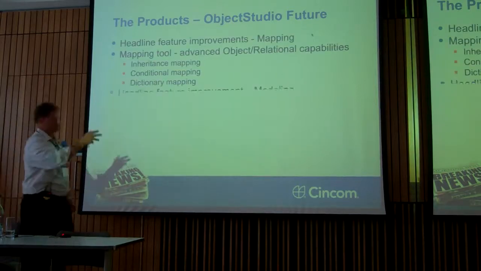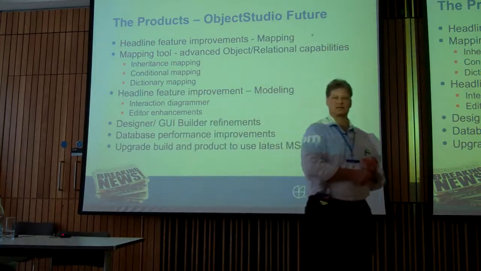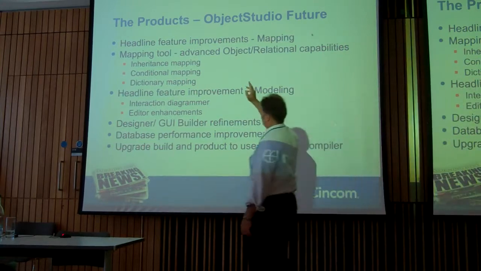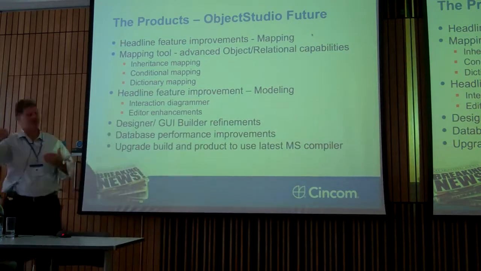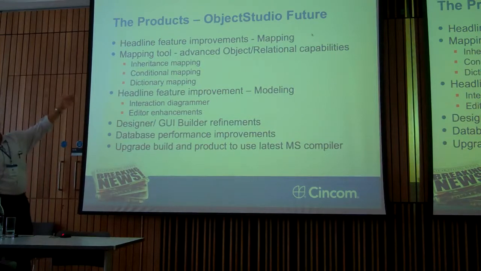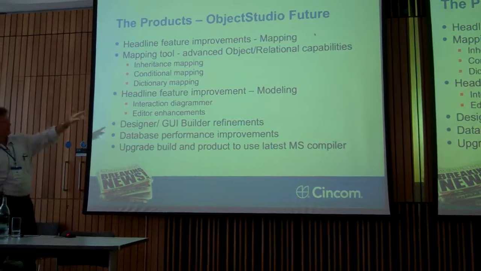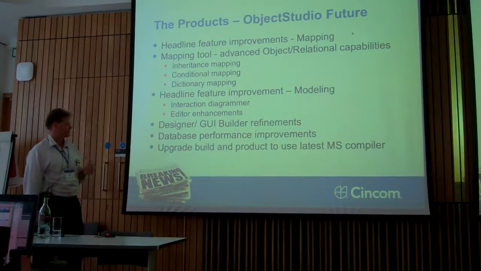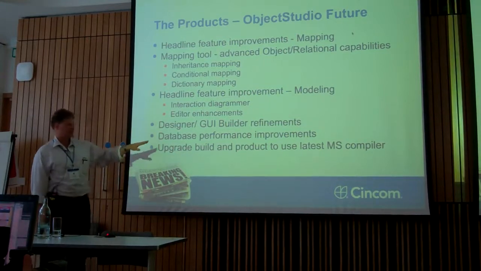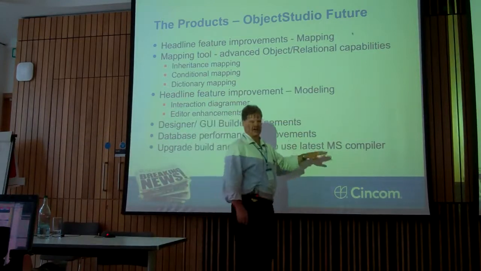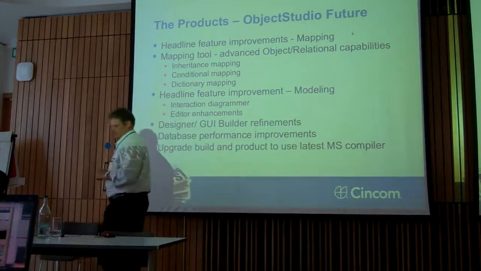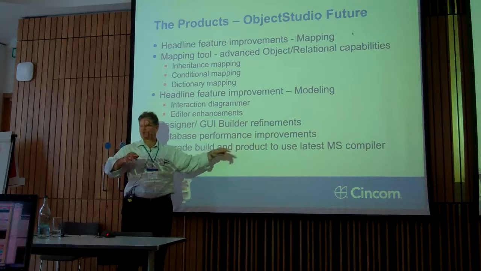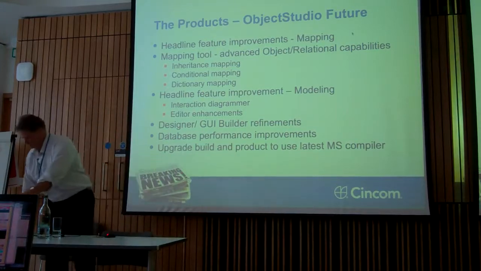So where are we headed? Well, with Object Studio, like I mentioned, the modeling and mapping tool are kind of the headline feature items that really make this distinct and useful to a lot of people. So one of the things we're doing is continuing on with some very advanced capabilities that Glorp has for inheritance mapping, conditional mapping, dictionary mapping, doing more things for modeling, improving the editor, interaction diagrammer, refinements to our GUI builder, database performance improvements, and right now we've moved up to the latest build chain compilers for compiling our VMs. We do things like this at the beginning of our cycles rather than at the end, so if there's any hiccups caused by something like that, we have more time to flush those things out, which is important for our QA.